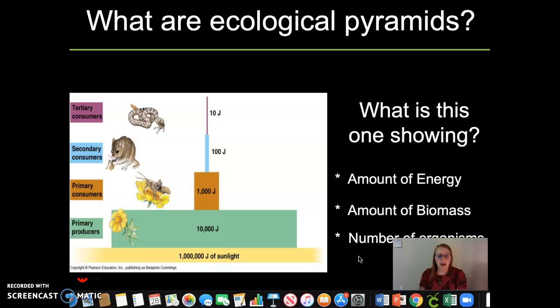This one is not labeled, so it's going to be a little harder for you to tell. But the one thing that you're going to look at is that J. So where it says a million J of sunlight or 10,000 J, J stands for joules, and that's a unit of energy. So this one is showing the amount of energy in an ecosystem.